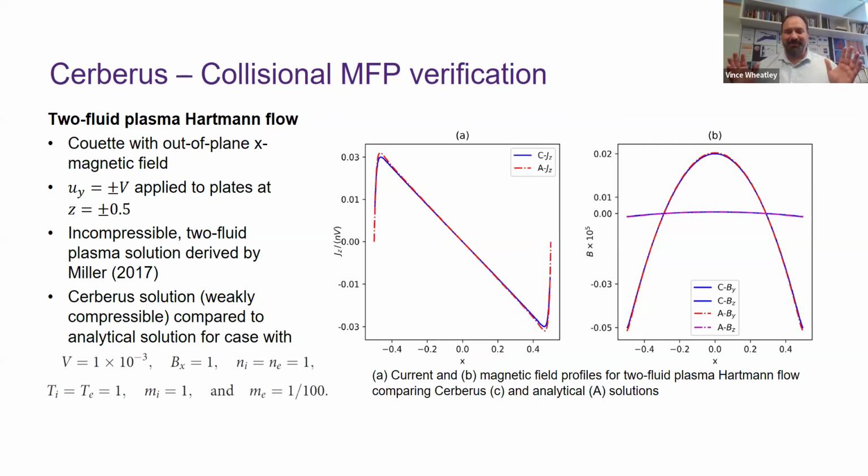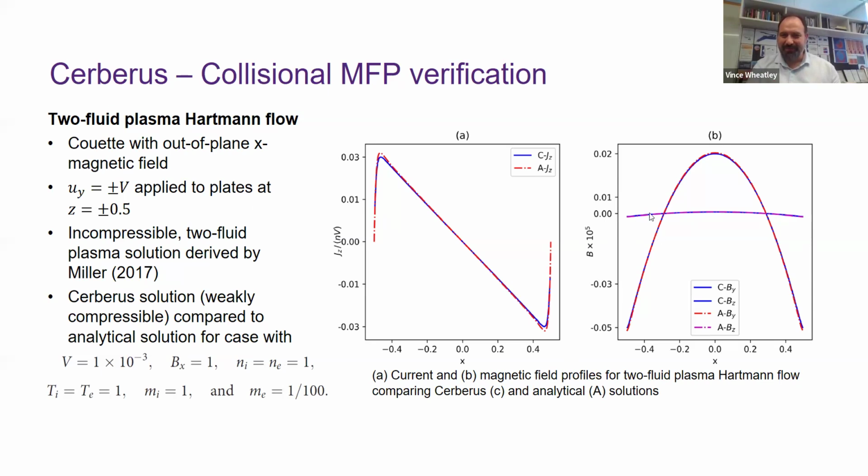Now, what's directly relevant to the present case where we're looking at collisional effects is a test case which can validate those collisional terms. We have done code-to-code validation for the collisional terms, but there is one analytical case we can compare to, which is a two-fluid plasma Hartmann flow. This is like Couette flow, but with an out-of-plane applied magnetic field. An incompressible two-fluid solution to this was derived by Miller in 2017. And here we compare to his solution for the set of non-dimensional parameters shown here.